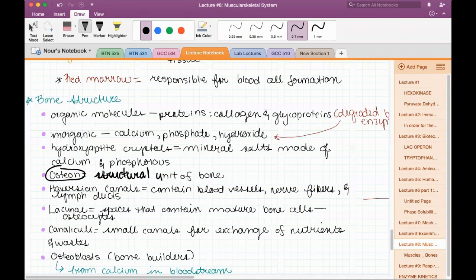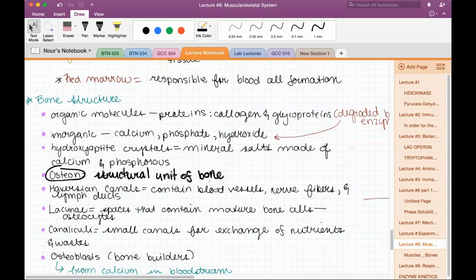So in other words, it's like the bricks in the building that is the bone. Haversian canals, that's important. Those are the areas in the bone that contain blood vessels, nerve fibers, and lymph ducts, because bones themselves don't have nervous systems connecting to them, and the bones themselves don't have blood vessels. It is the Haversian canals that give the blood vessels a chance to come in and give nutrients to the bone marrow and all that.